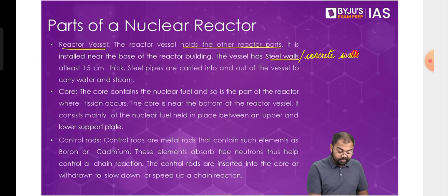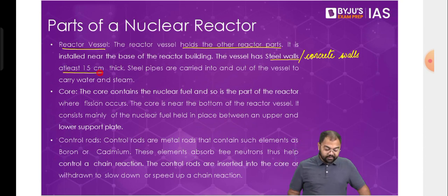So steel walls or concrete walls will be used, which are at least 15 centimeter thick. Then we have the core. So core of the reactor, as we discussed, this is where the nuclear reaction occurs. So this is where the fission would occur.